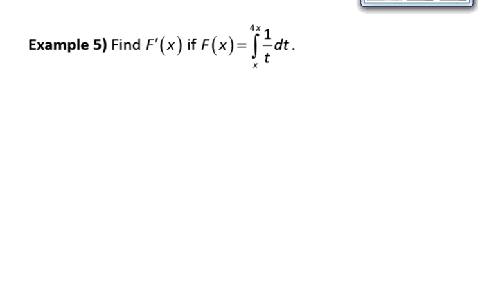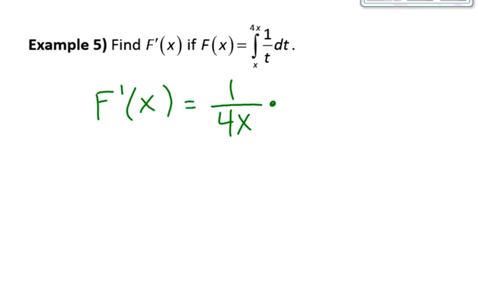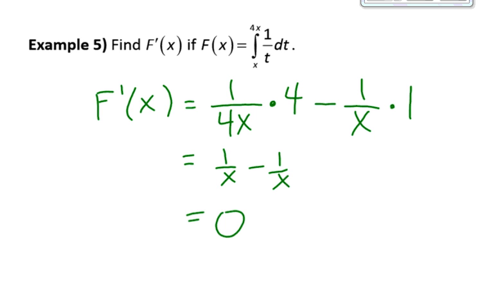Okay, we are almost done. I know this video is really, really long, but we have one more example to look at. This is another second fundamental theorem of calculus. If we have capital F and we want to find F prime, remember we don't have to do any derivative or any integral of 1 over t. That's simply going to be 1 over the upper limit times the derivative of the upper limit, minus 1 over the lower limit times the derivative of the lower limit. Then that will simplify to 1 over x minus 1 over x, which is lovely. It turns out to be nothing.